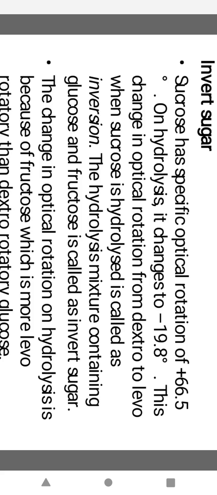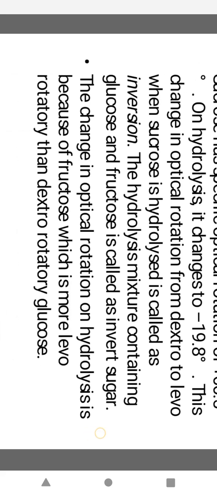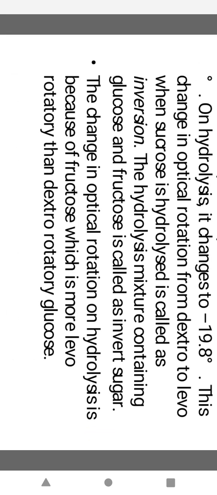When sucrose is hydrolyzed, it is called inversion. The hydrolysis mixture containing glucose and fructose is called invert sugar. So one can change to another. The change in optical rotation on hydrolysis is because of fructose, which is more levorotatory than glucose is dextrorotatory.